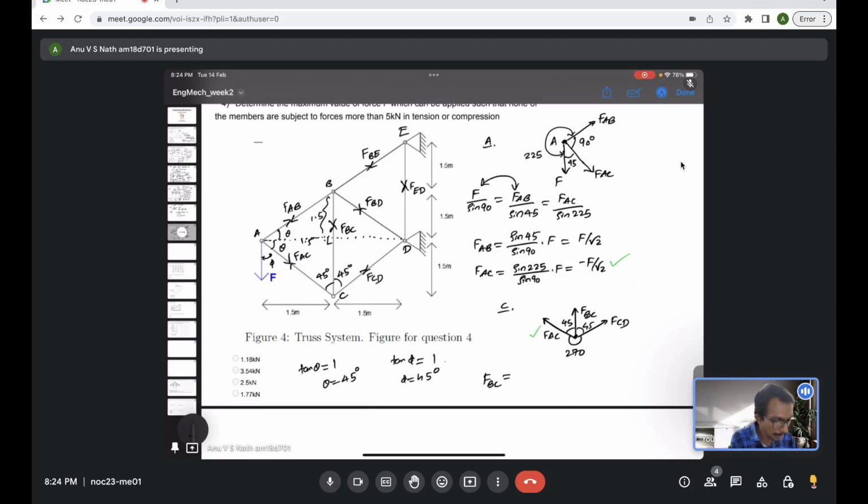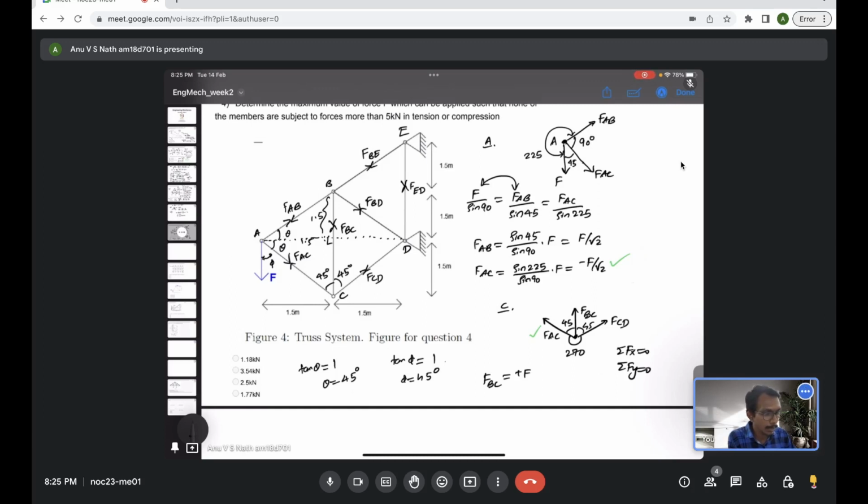So FBC you will find it to be F only, plus. And there we need to just use the sine rule, right, sir? Yeah, you can use sine rule, or ideally you should use sigma Fx equal to 0 and sigma Fy equal to 0. Just that if you do this same thing, you will get the sine rule again, because it's a concurrent system, three forces are there, you can use sine rule and get the same result.